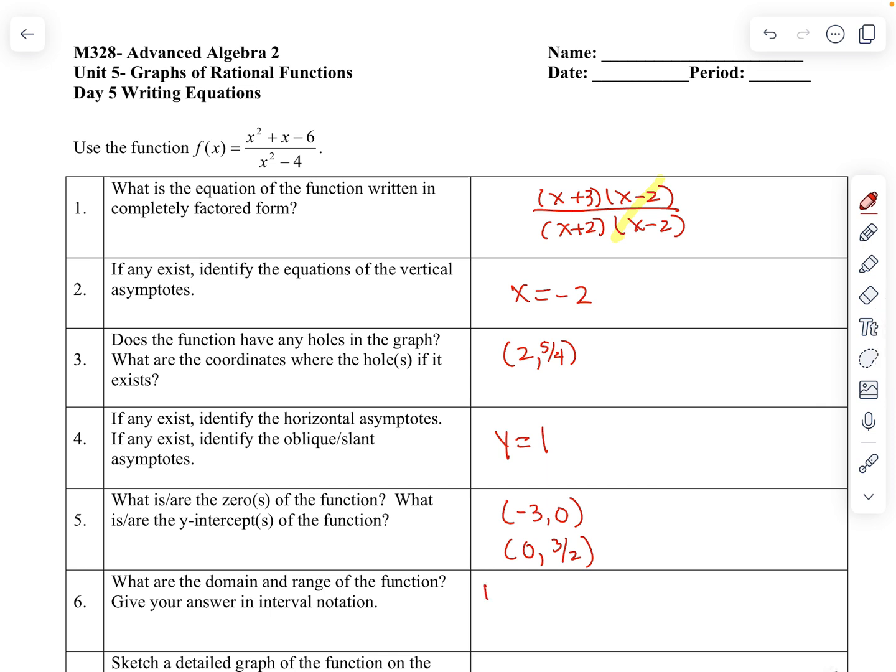So we're going to go ahead and skip all the things we're supposed to skip, and that means that my domain would be -∞, and I have to skip 2 x values in this. I'm going to have to skip -2 and +2. My range, I'm going to also skip 2 values. I'm going to skip 1 and 5/4.